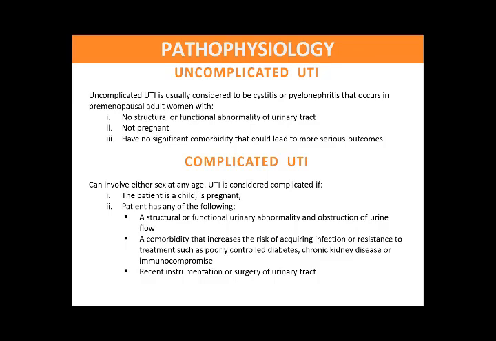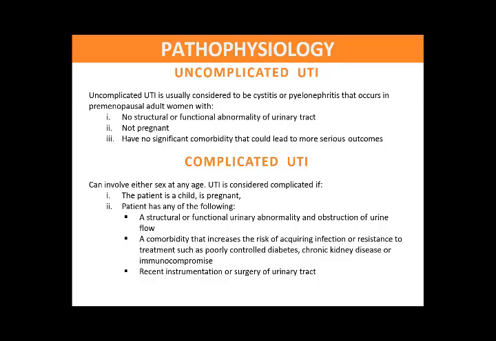But complicated UTI can involve either sex at any age, and UTI is considered complicated if the patient is a child or a pregnant woman. They can have complicated UTI, especially during pregnancy and in children. And other patients who have a structural or functional abnormality and obstruction of the urine flow by some stricture formation, some renal calculi, or other anatomical dysfunction of the urinary tract.